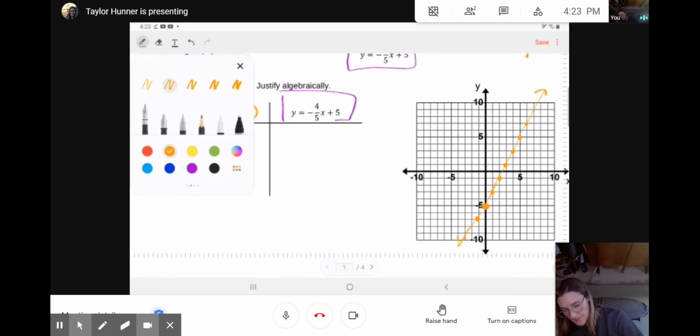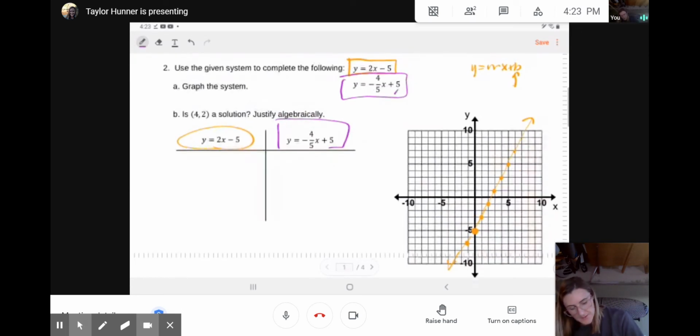Okay, our other equation. Now I'm going to start actually at +5 because my y-intercept, or my b value, is +5. My slope is now -4 over 5, so it's going to go in the opposite direction. I'm now going to go down 4, 1, 2, 3, 4, and over all the way by 5. Down 4, over 5. I could also go up 4 if I wanted, 1, 2, 3, 4, and over by 5 that way.